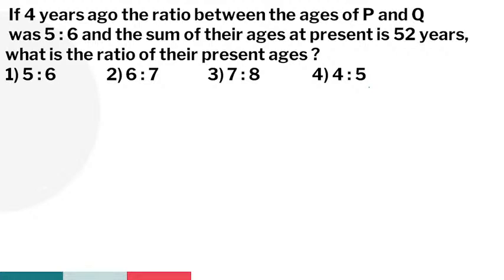If 4 years ago the ratio between the ages of P and Q was 5:6, and the sum of their ages at present is 52 years, what is the ratio of their present ages? So what is the answer, guys? Which option is the right answer?